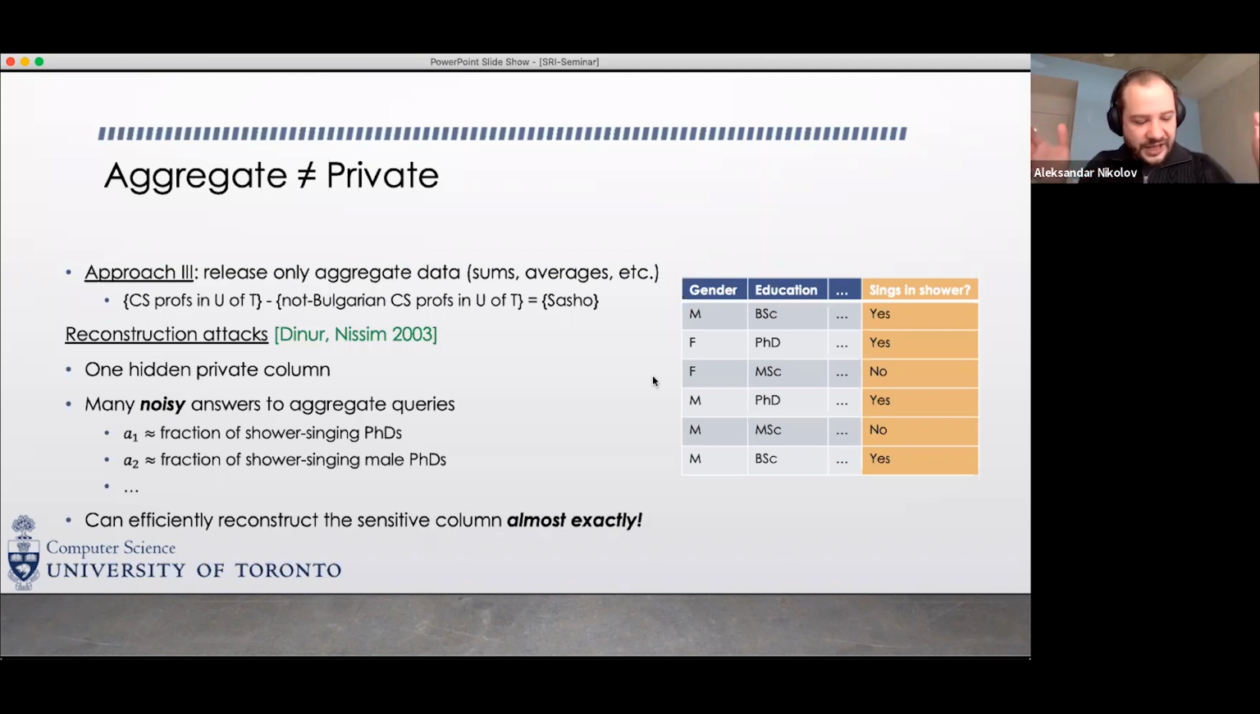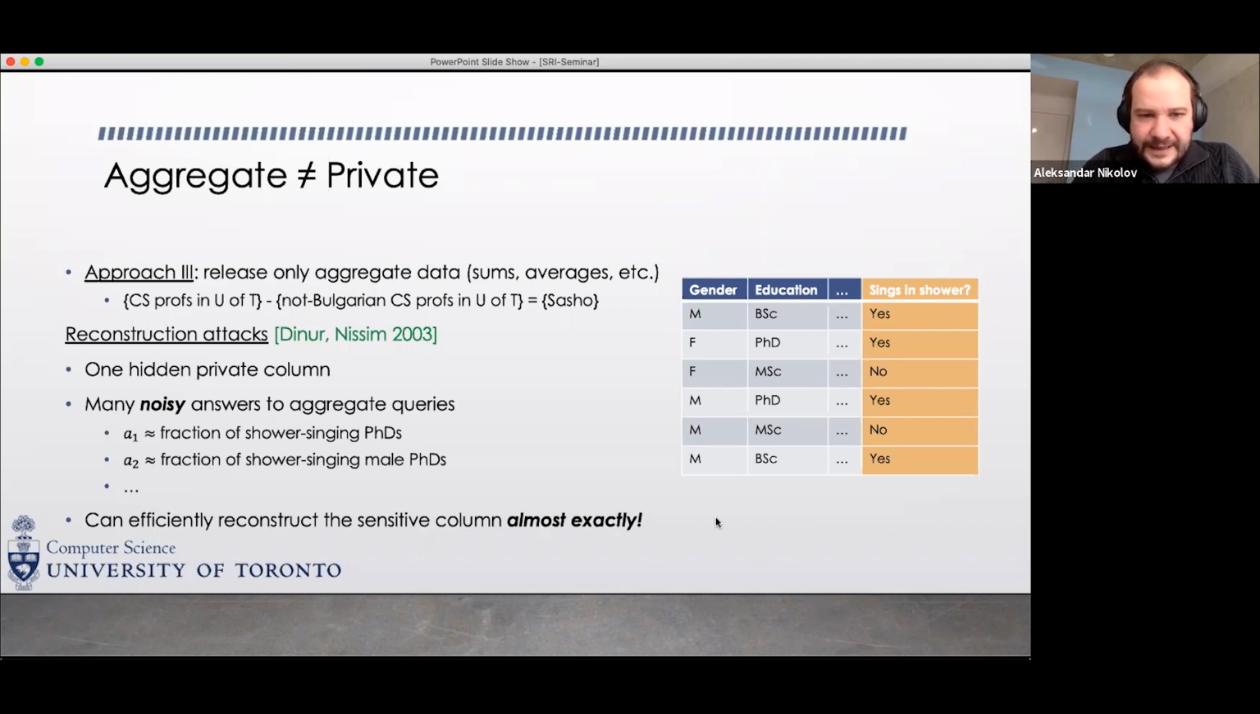it's reasonable to think that because these are aggregate questions and you're only giving noisy answers to them, this should be fairly private. But counterintuitively, Dinur and Nissim showed that, under some assumptions, you can usually reconstruct from these noisy answers to these simple counting questions. Even with quite a bit of noise, you can still usually reconstruct the sensitive column almost exactly. So for every person, you can almost exactly find out, are they a shower singer or not? And what I mean by almost exactly is that you have the right guess for most people.